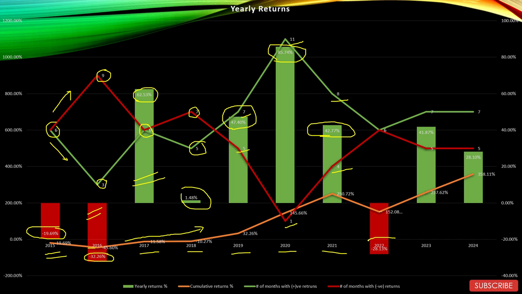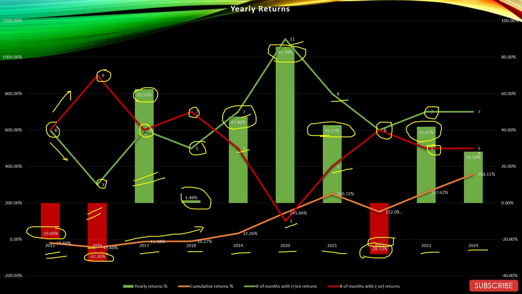2022 proved to be a very bad year for this sector, as the sector managed to give returns of minus 28.13% with 6 positive and 6 negative months. So, a very poor year for this sector. In 2023, the situation improves considerably, and the sector gave returns of 41.87% with 7 months giving positive returns and 5 months giving negative returns.